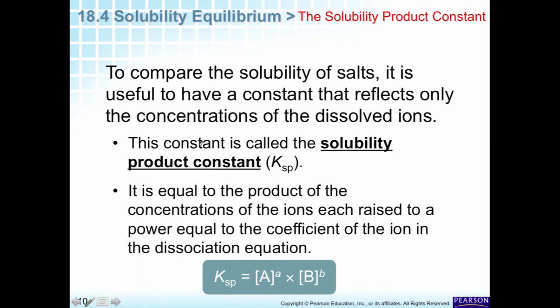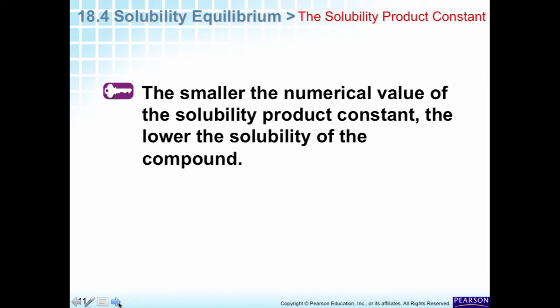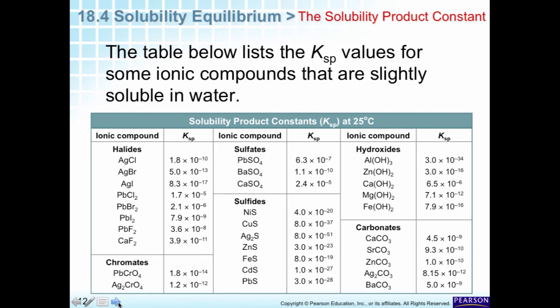It's still the same idea, but Ksp is just the concentrations of the products raised to their appropriate coefficients. If this number is large, the solubility product means it's very soluble. If it's small, it means it's pretty insoluble. The smaller the numerical value of the solubility constant, the lower the solubility of the compound. Here's a table of Ksp values, and you could use this. I would take a screenshot of this for any problems you have for solubility products.